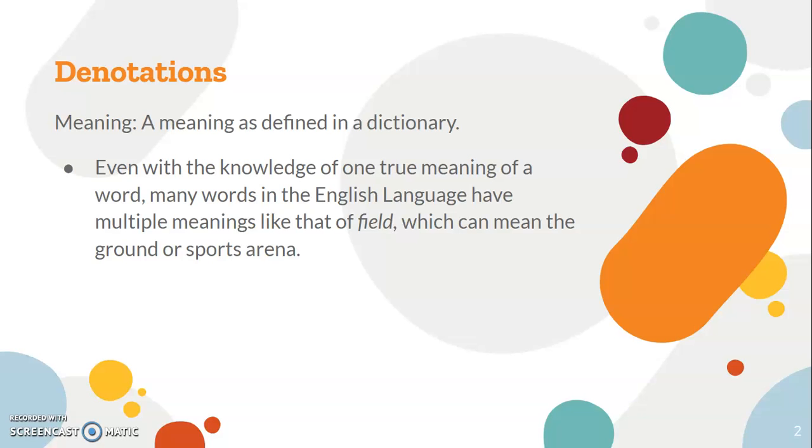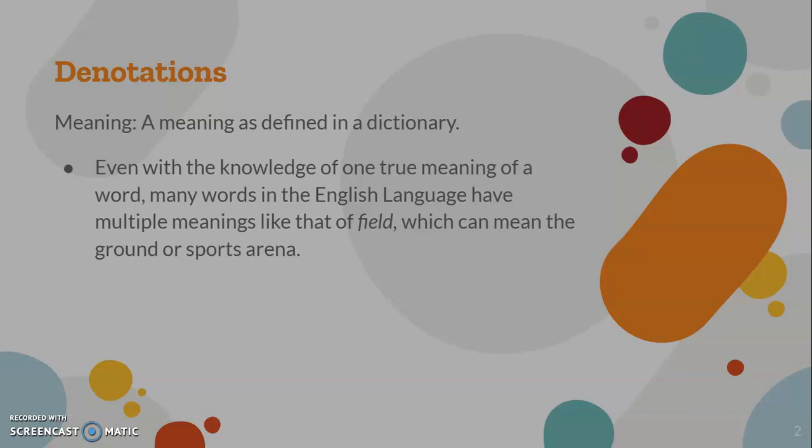Denotation exists in every word, which is a meaning as defined in a dictionary. But one word may have multiple meanings, such as the word field. For example, the field itself can be seen as a noun, whereas fielding somebody can be seen as a verb, in the sense of a game or in many other types of things in the world. But for most examples, people use it as a noun or a verb.